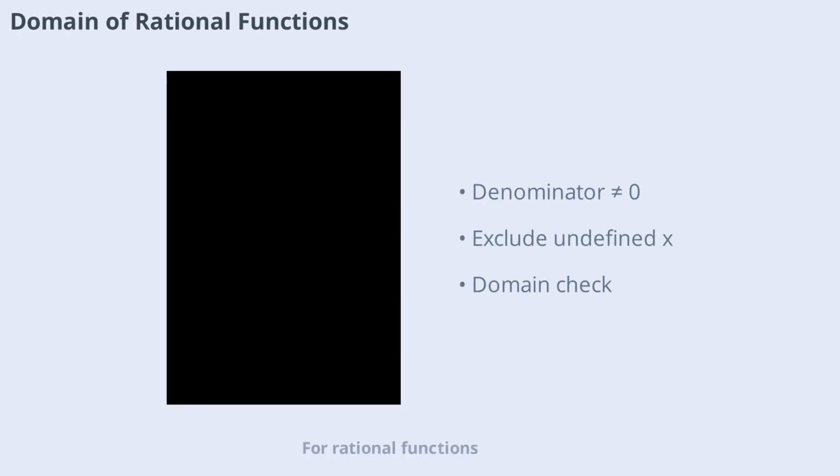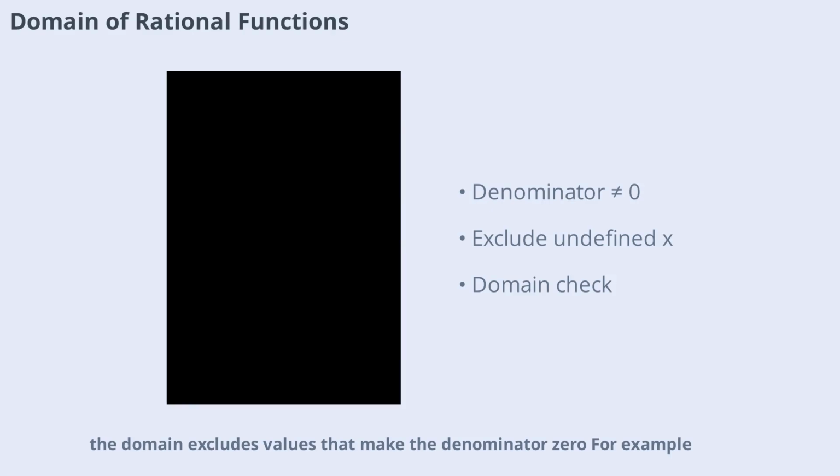For rational functions, the domain excludes values that make the denominator 0. For example, f(x) = x / (x² + 3x + 2) is undefined for x = -1 and x = -2. Always check the denominator to find the domain.